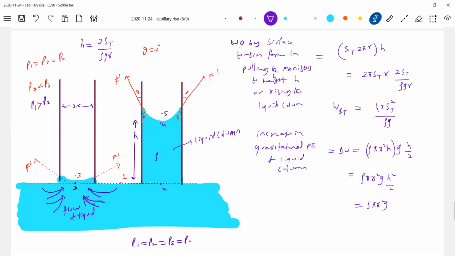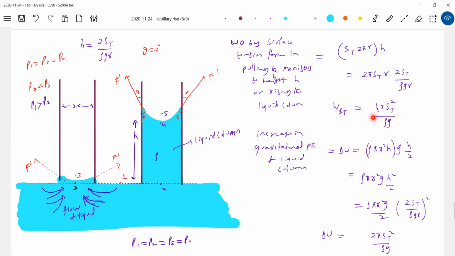What is h? Let me substitute this formula: 2 S cos theta by rho g r, whole square. If I do everything, rho g, everything gets cancelled. So this will become 2 pi S square cos square theta by rho g. Look at this. How much work did surface tension do? 4 pi S square cos square theta by rho g. What is the rise in gravitational potential energy? 2 pi S square cos square theta by rho g.